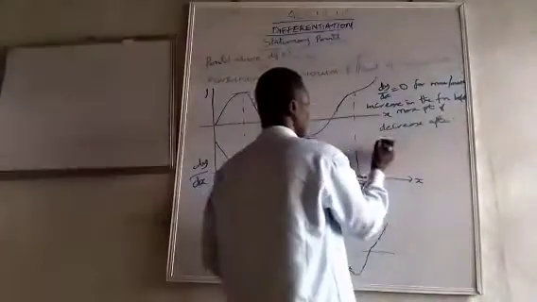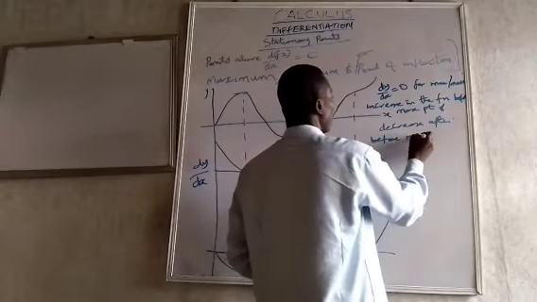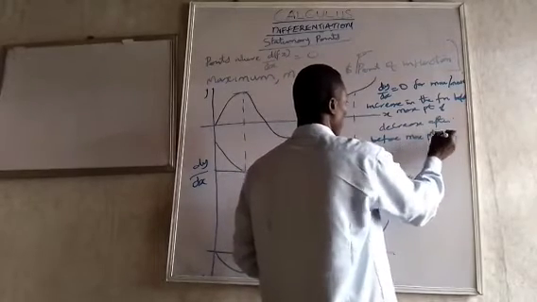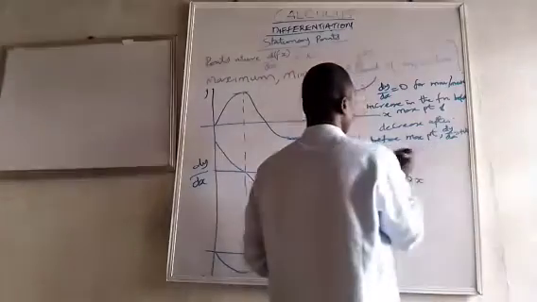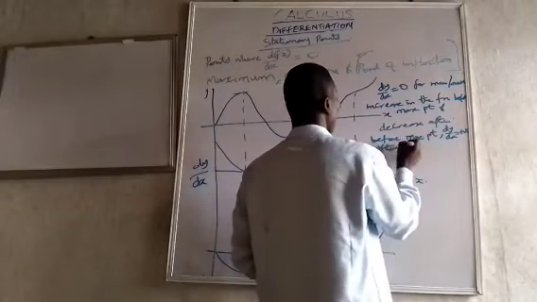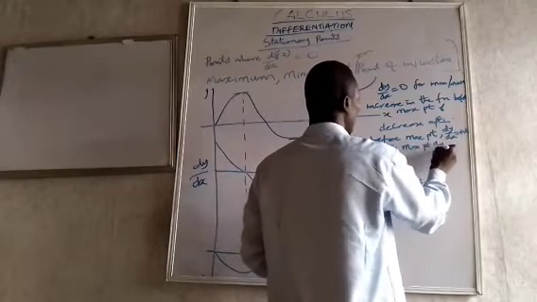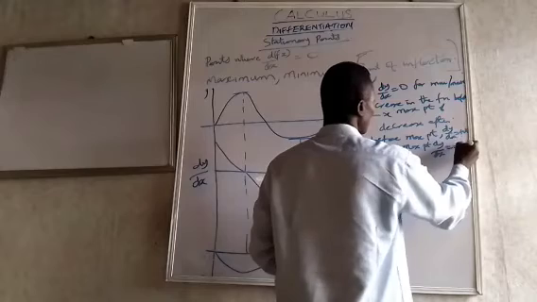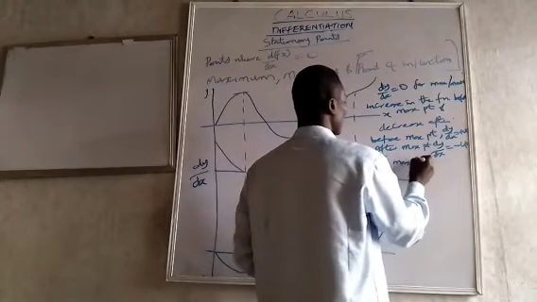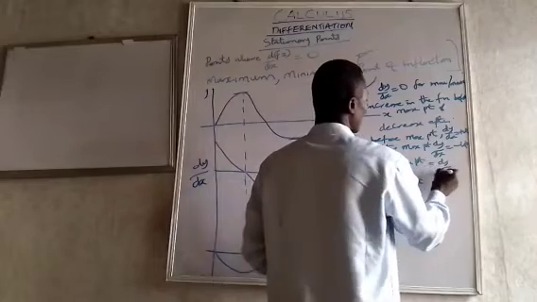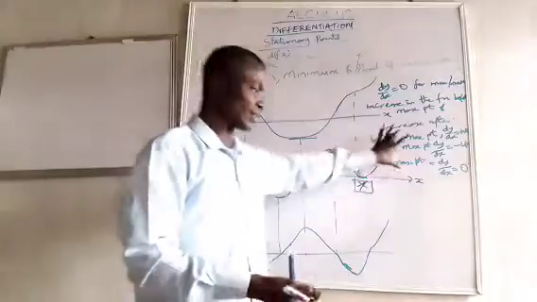Before maximum point, the dy/dx is positive. After maximum point, the dy/dx is negative. But at maximum point, the dy/dx is 0. So this is one way of testing.